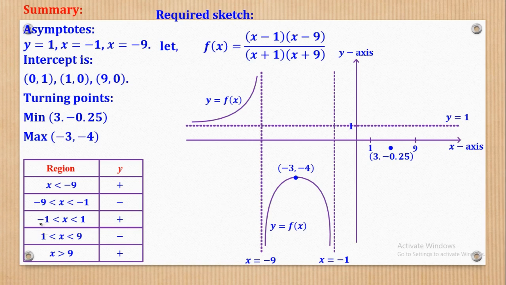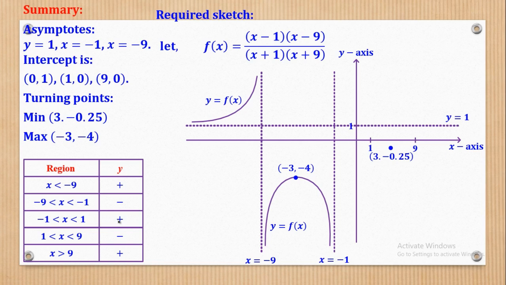Then between negative 1 and 1, from here to here, it is positive. And now here there's something funny. Also between positive 1 and 9, it is negative. And for greater than 9, it is positive. Now here there's something tricky. Let's see how it is.